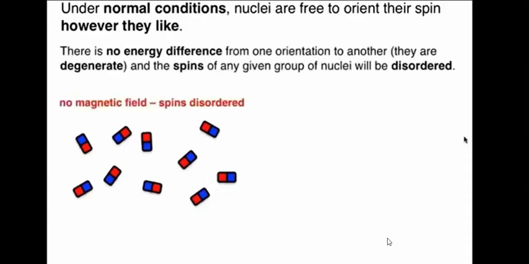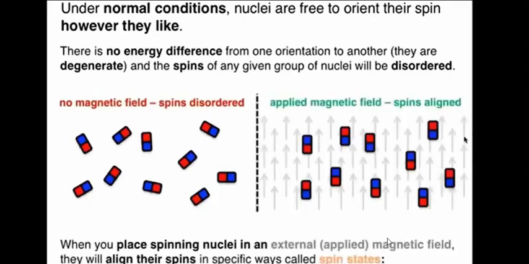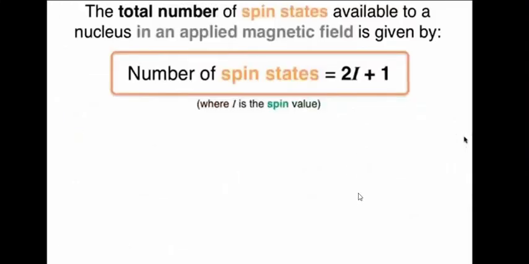Under normal conditions, all nuclei are in random orientation, which is known as the degenerate state. There is no energy difference from one orientation to another. When we apply an external magnetic field, these nuclei get aligned with or opposed to the external magnetic field. These are the directions of the external magnetic field.